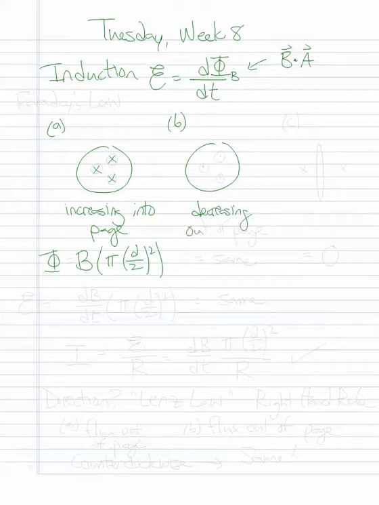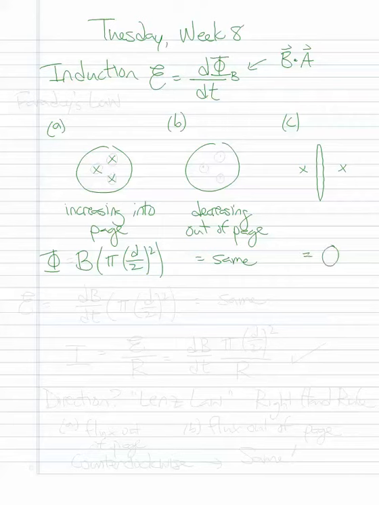For the second one, we again had a loop, and now the field is decreasing out of the page. But that's actually the same flux, right? And then for part C, we had a loop where the area vector for the loop is perpendicular to the direction that the field is going. So there's no flux through the loop. It's not just any magnetic field in any area. There's no magnetic flux through the loop, so the magnetic flux in this case is 0.